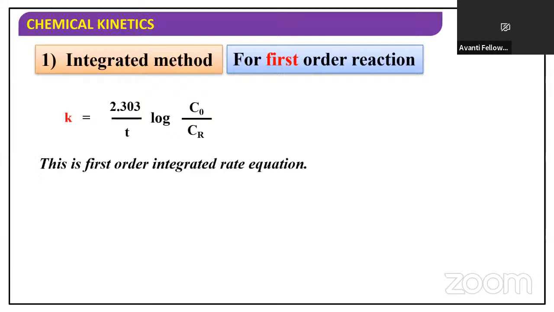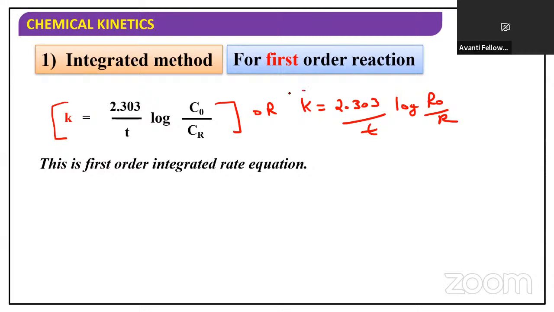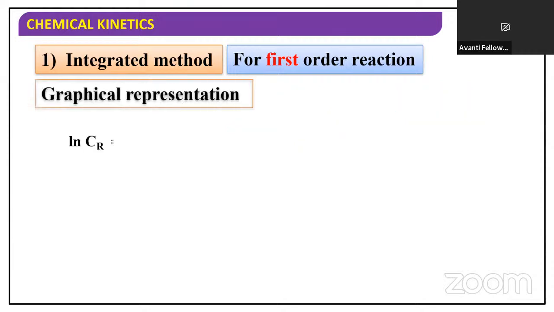Now let's see the first order. This formula you need to remember for the first order. This is a very, very important formula. Someone also writes it as k is equal to 2.303 divided by t, log R naught by R. Here R naught is the initial concentration of the reactant, and R is the concentration at a particular time t, right? So the formula for the first order is 2.303 divided by t log R naught by R. Okay.